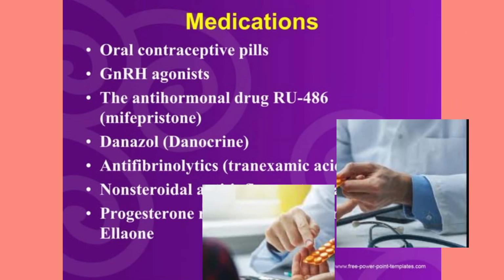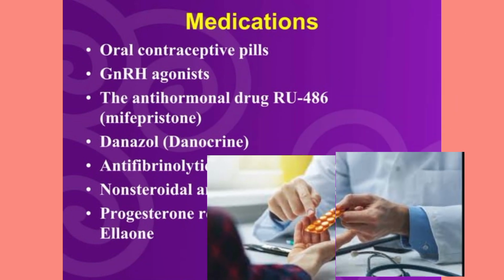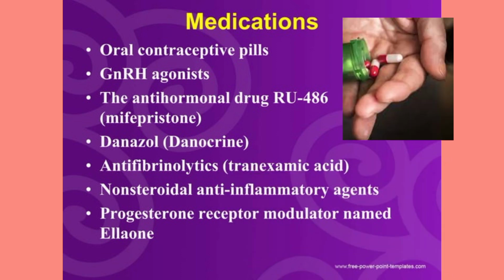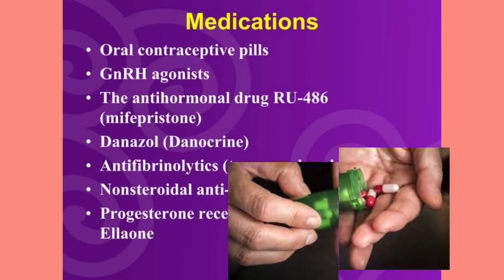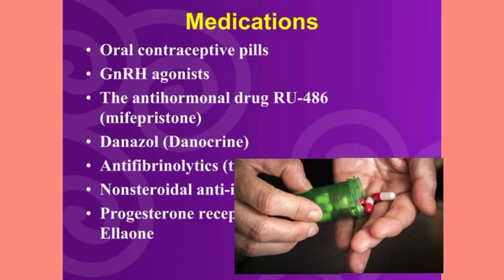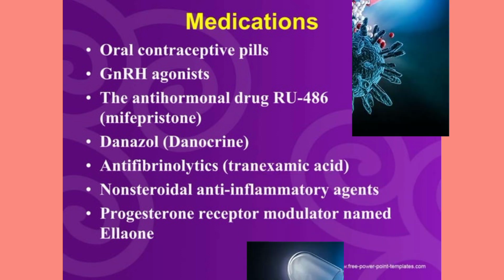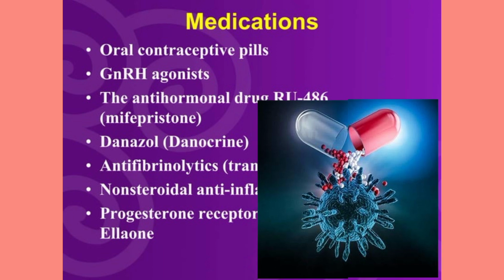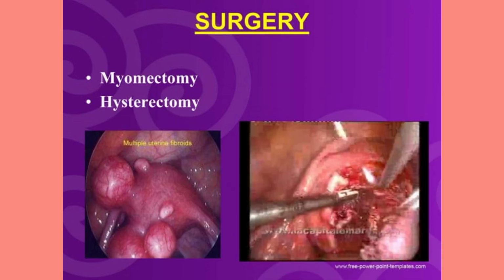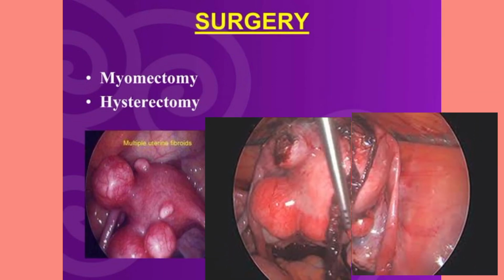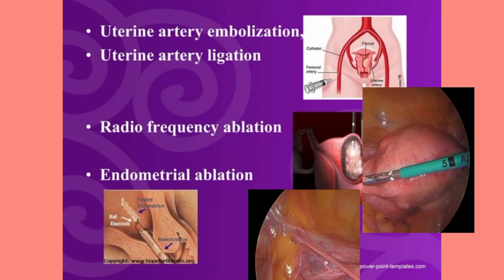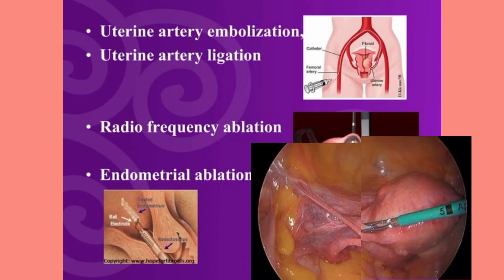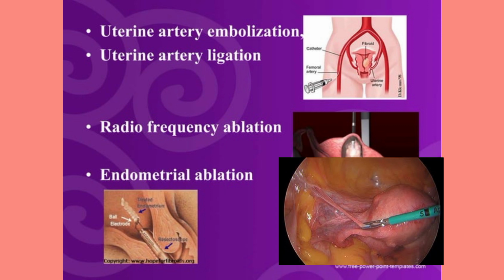The medications for fibroid patients include oral contraceptive pills, GnRH agonists, anti-hormonal drugs such as mifepristone and danazol, antifibrinolytics, nonsteroidal anti-inflammatory agents, and progesterone receptor modulators. Surgery is the last and best treatment for uterine fibroids. That's myomectomy, hysterectomy, embolization, and uterine artery ligation.